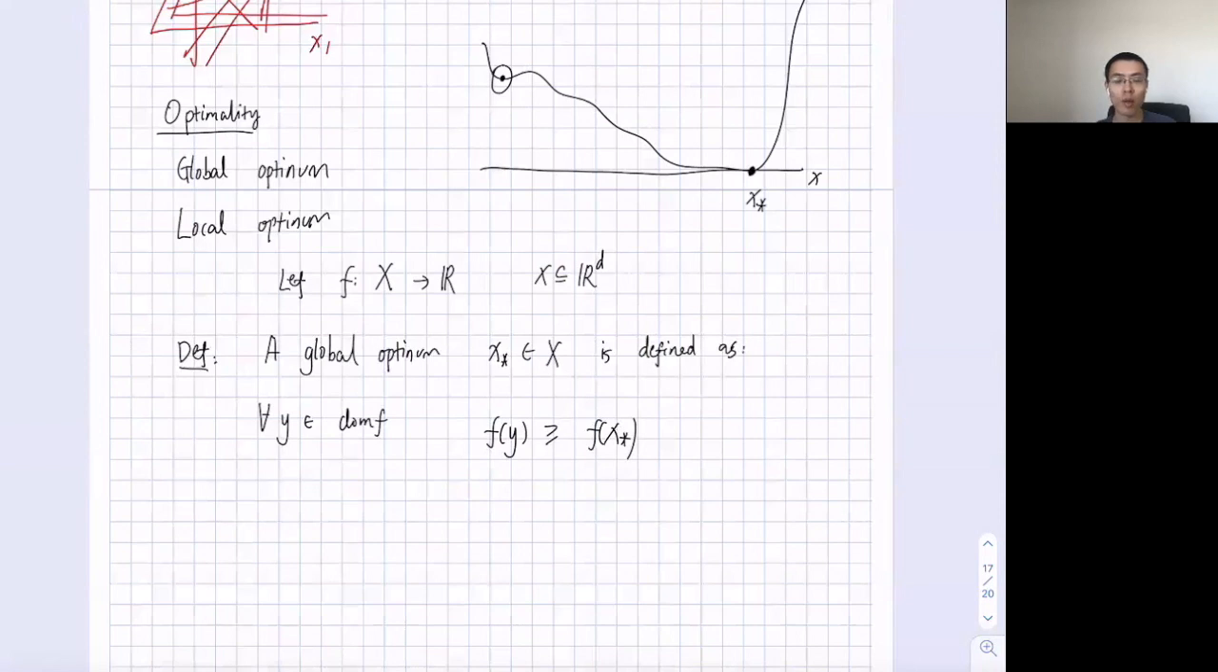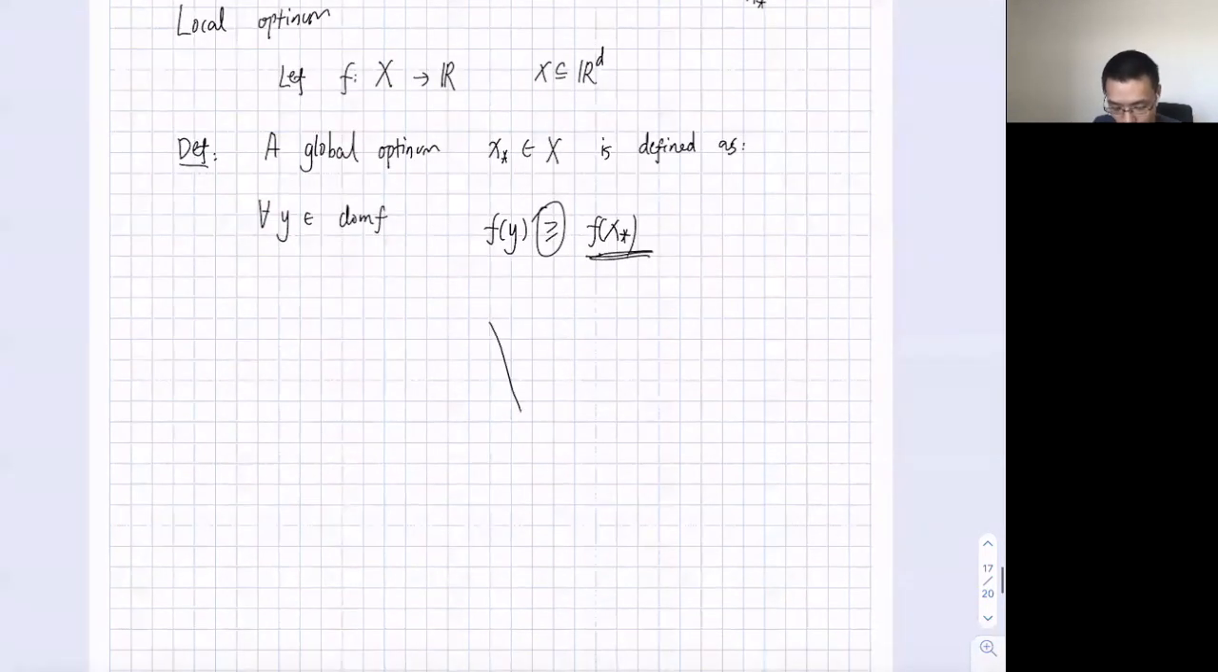So global optimum says this input makes my function value minimal, regardless of what input you take elsewhere. Usually when we talk about optimization, we minimize something, so we hope my optimum has the smallest value. And in mathematics, when we talk about the best or the highest, it's usually not necessarily strict, so it's greater than or equal to. If I have a flat region, as long as it's indeed the lowest point, it is still a global optimum. So this is global optimum: for any y in my domain.